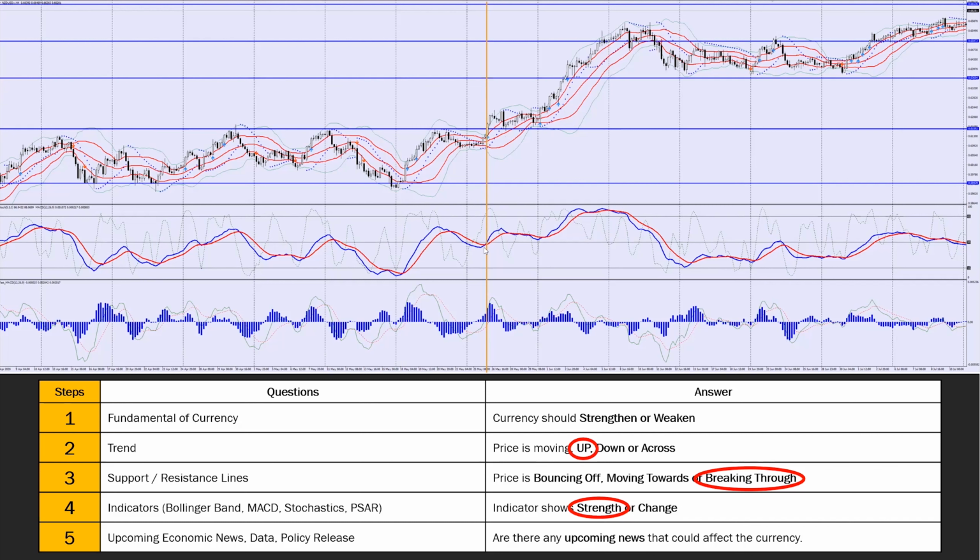MACD, it looks like it's changing. This one shows a bit of strength. So this is where you need to take note. Outside of Bollinger Band, MACD change, MACD strength. What happened was, it went up, it turned down, and then it went up again.